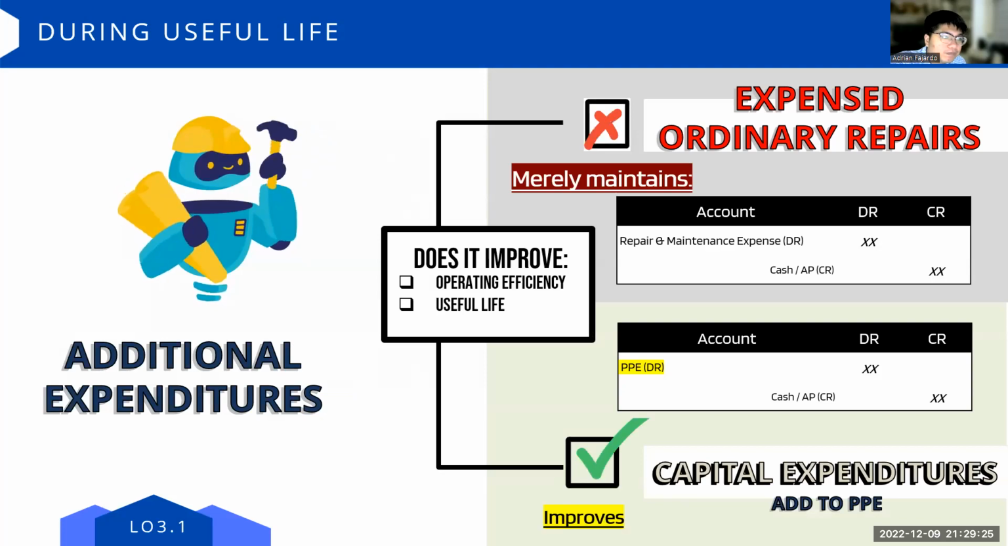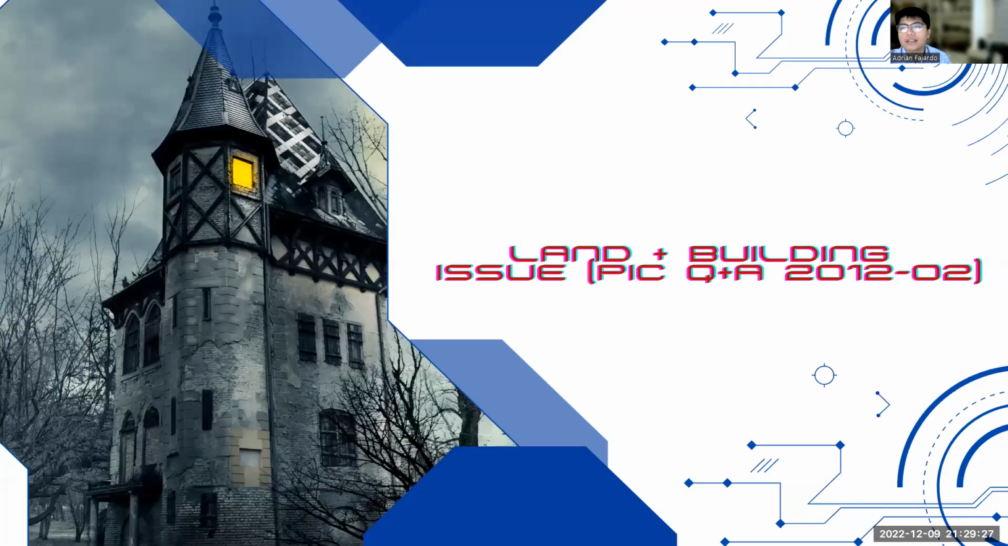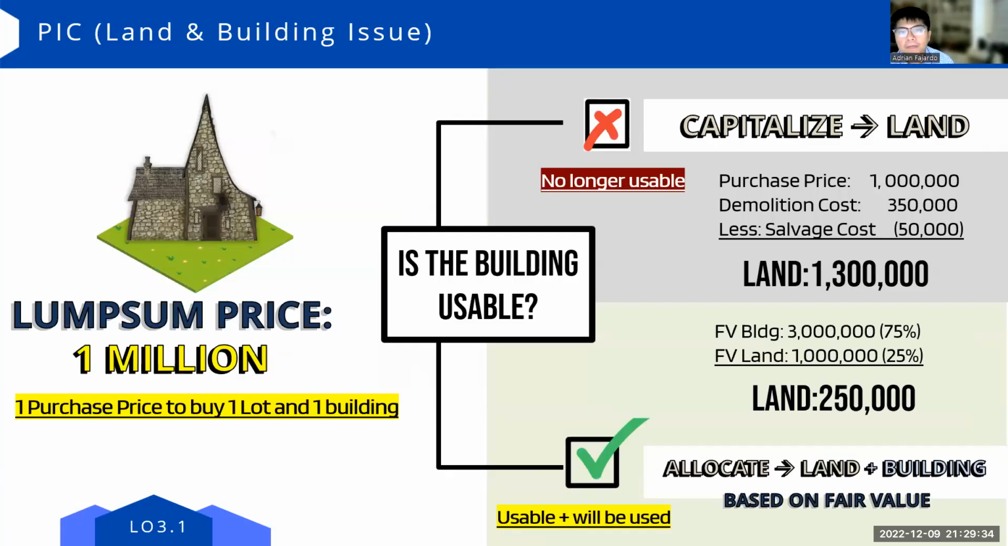And then finally, the last thing for this would be your land and building issue. But basically, if you bought in lump sum and the building is not usable and immediately demolished, all of it will be capitalized to land, right? So pati yung demolition cost, net salvage cost. But if it's usable, you prorate based on what? Again, how do you prorate? Based on fair value of the land and the building, right?